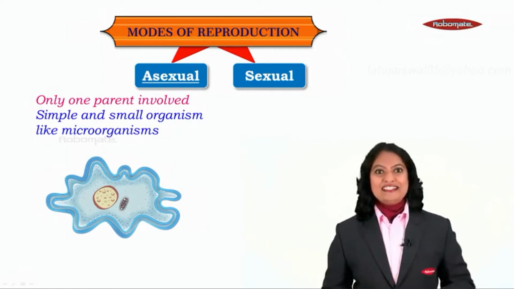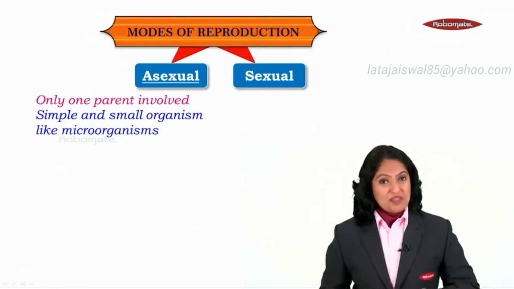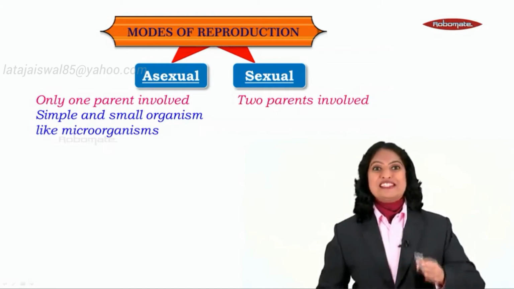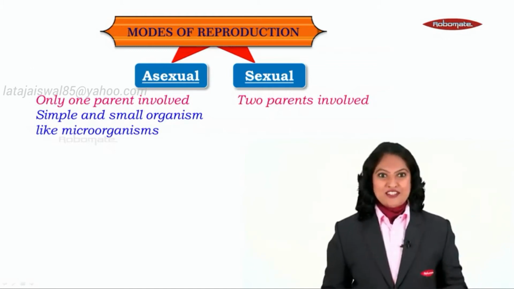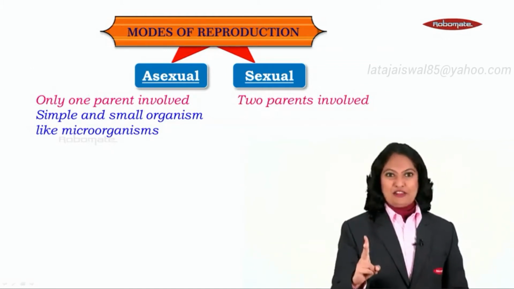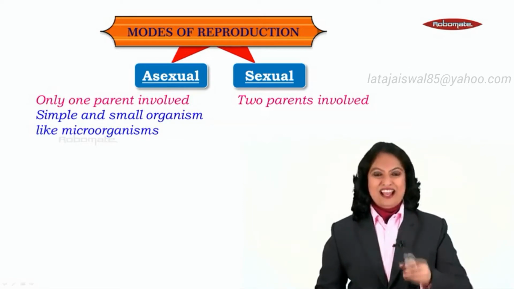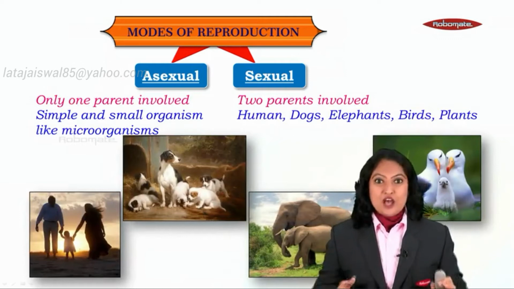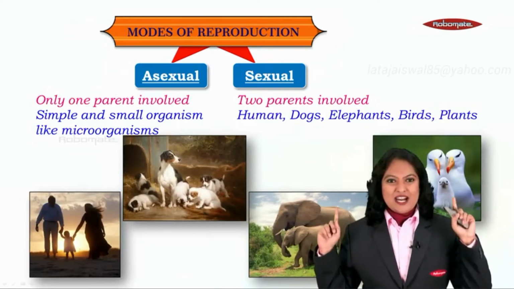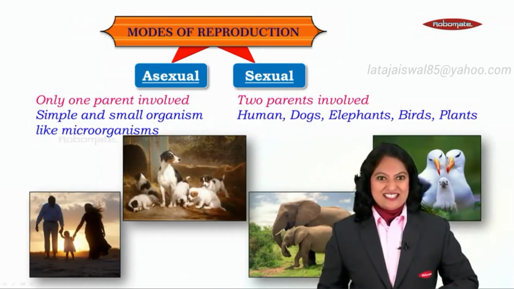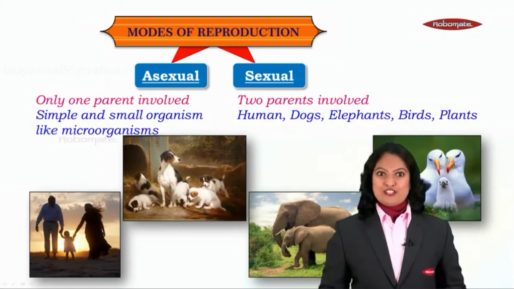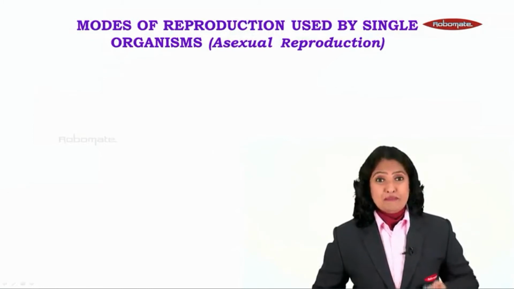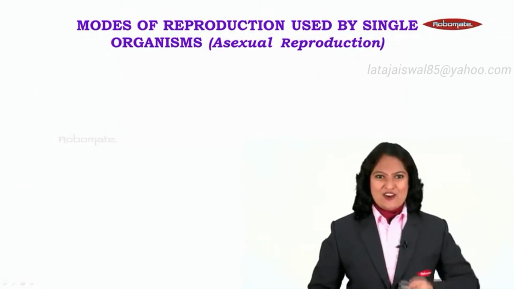On the other hand, sexual reproduction. The very word sexual tells us it is going to involve sexes, involve two parents, a mother, a father, a female, a male, and the organisms exhibiting it are human beings, dogs, elephants, birds, some plants around us. Let us study asexual first in detail. Or rather, I would say, modes of reproduction used by single organisms.